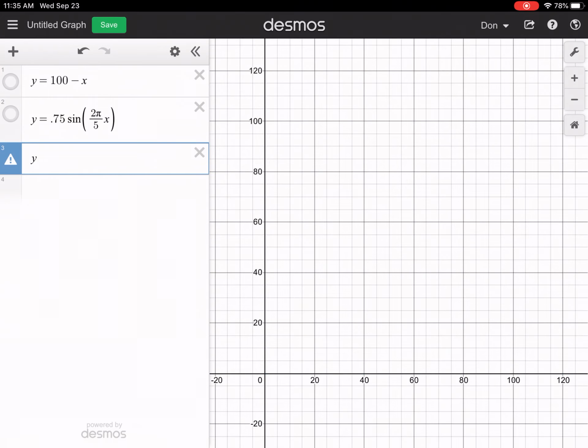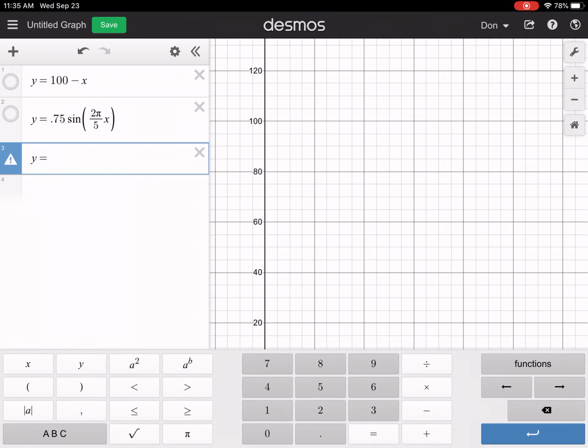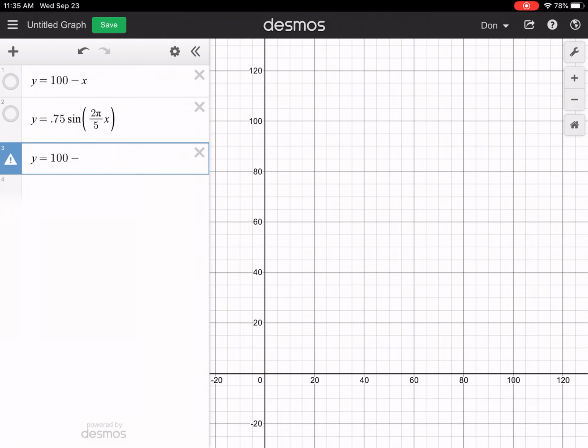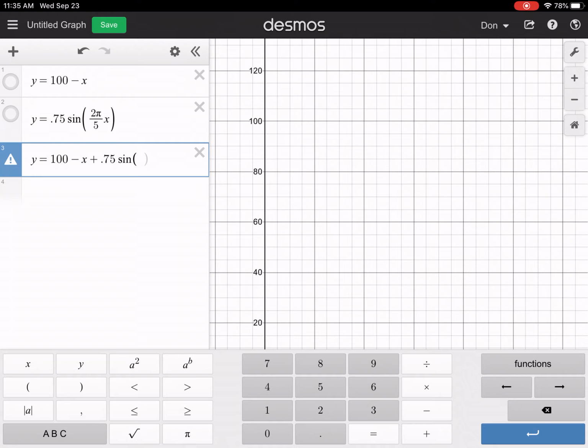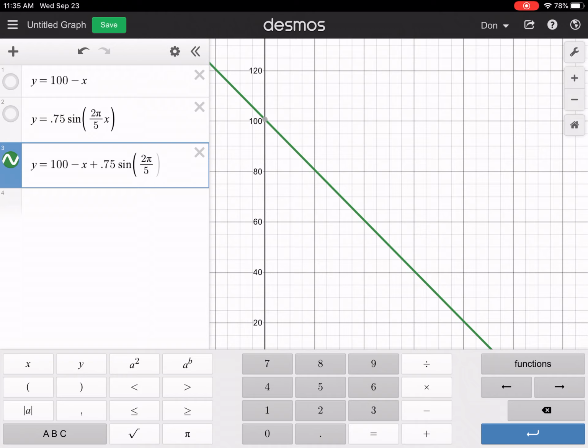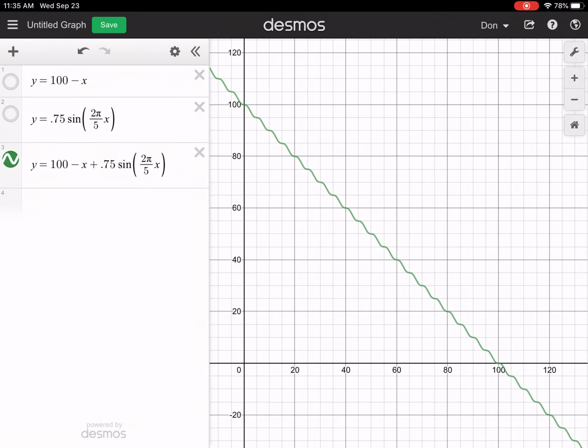Let's hide these ones. Y equals 100 minus x plus 0.75 sine 2 pi divided by 5x. Wow, look at that. Looks just like a beautiful ski hill, complete with moguls. So we put the two together and we've got a function that represents an actual trip down a theoretical ski hill.